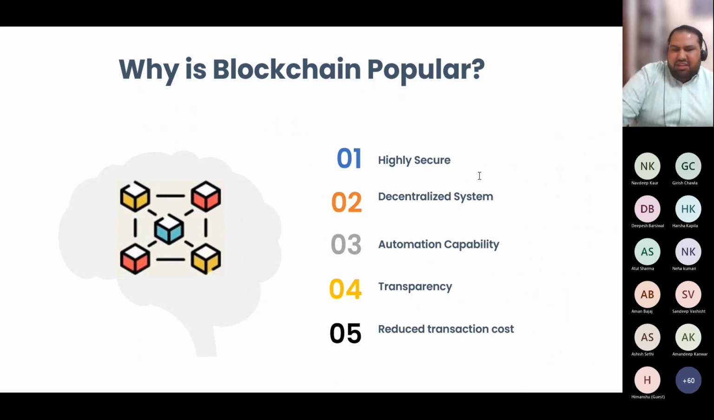The last one is reduce transaction costs. So blockchain allows peer-to-peer and B2B transactions to be completed without any need of a third party, which means that they actually reduce cost to the user or business over time. Take an example: you have to perform a transaction of 10 lakhs from one party to another. While doing that transaction, you have to pay some service charges to your bank.